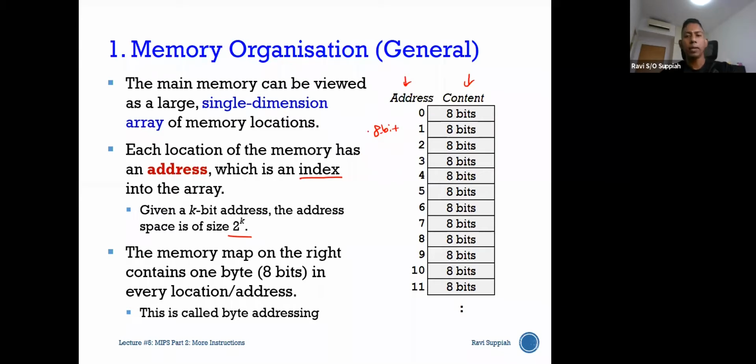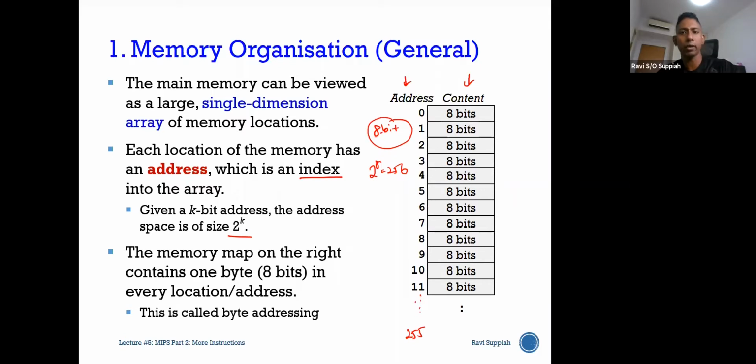For example, to make it very simple, say I have an 8-bit address bus. That means I have 2 to the power of 8, which is 256 different addresses. If this was my memory space, I would start from 0 and go all the way until 255, referencing the 256 different address locations I have. So that is the address part of it.